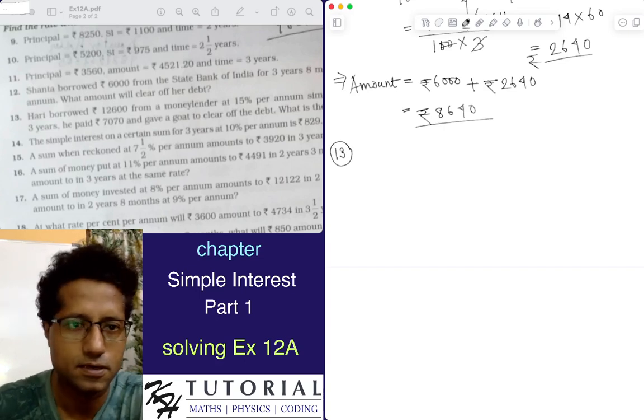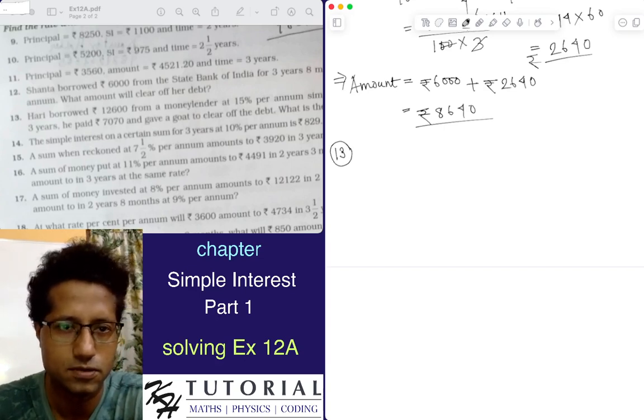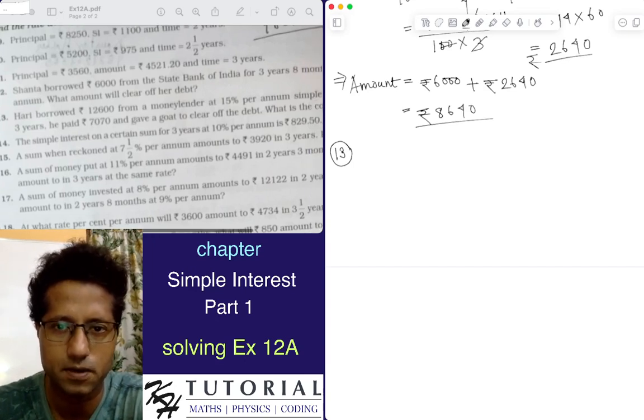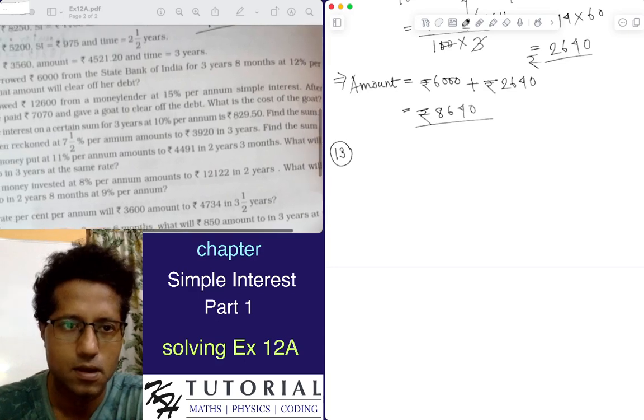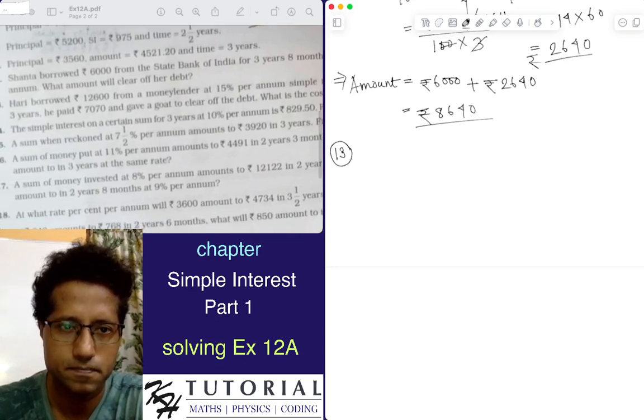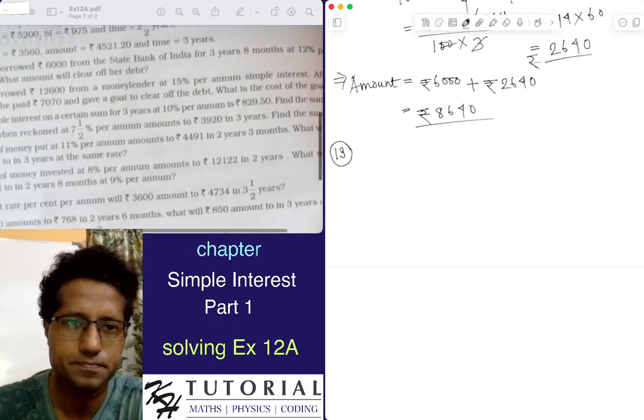Problem number 13 says Hari borrowed rupees 12,600 from a money lender at 15% per annum simple interest. After 3 years, he paid rupees 7,070 and gave a goat to clear off the debt. What is the cost of the goat?